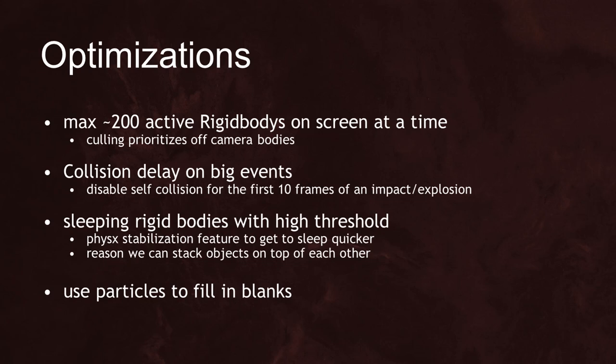We also do things like collision delay on big events. So if you explode something, and that is something known from the film world as well, you really don't care that the bits themselves are interacting, because they're just shooting out with the initial velocity. So you can turn off collision for the first, I don't know, 5-10 frames, and that saves you a lot of collision calculations. They're all still flying in the same direction, but by the time you turn on the collisions, they're far apart enough for the acceleration structures to take hold and make that collision operate much quicker. So that's a good thing.